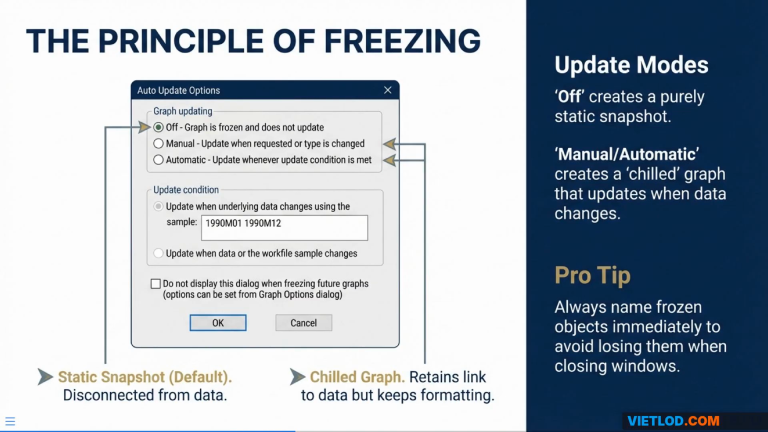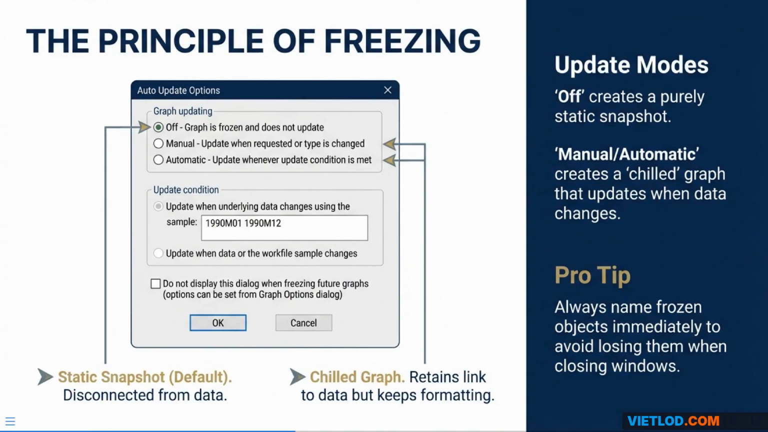We've mentioned the freeze command several times as the key step. Now, let's delve deeper into what freezing actually does and the options it provides. When you freeze a view, EViews presents you with update options. The default mode is off, which creates a purely static snapshot. This object is completely disconnected from the source data and will never change. Alternatively, you can choose manual or automatic mode.